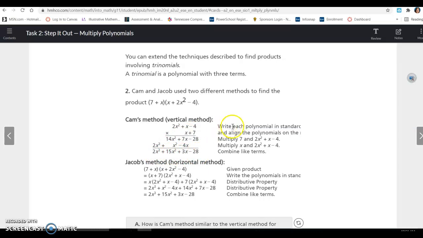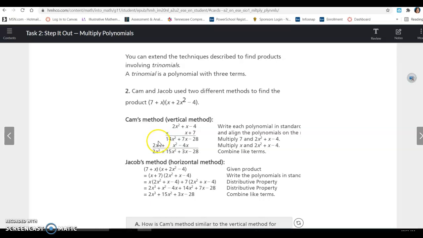All right, then it says write each polynomial in standard form and align the polynomials, I don't know if part of that's missing or what. Multiply by 7 for each term, and then multiply by x for each, and then combine like terms. So for this top row here, it was 7 times 2x, 7 times x, and 7 times 4. That's where this first row came from, multiplying 7 by everything in the top row. Then the second row here came from multiplying x by each term in the first polynomial. And then you just combine like terms.